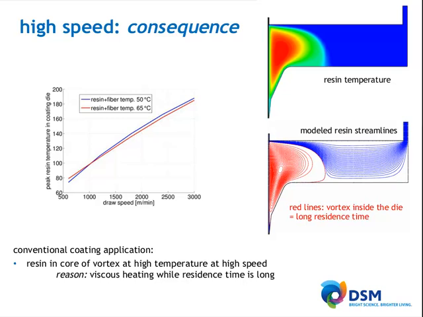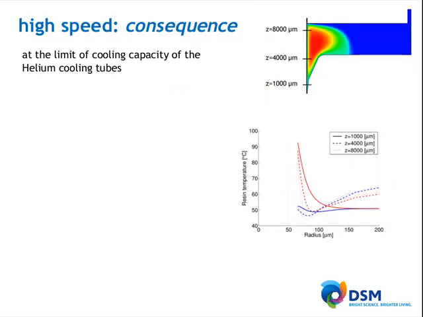Now the other one, another consequence of high speed, and it's something that we see in practice as well. If we have an existing draw tower, we pull down the heated, molten fiber. It's being pulled through a cooling tube, and we want to apply it in the coating die at about 50 degrees C. But the cooling tubes have a limited amount of cooling capacity. At some point, you cannot cool any further, and it means that upon increasing the speed, the temperature of the incoming glass fiber is also increased.